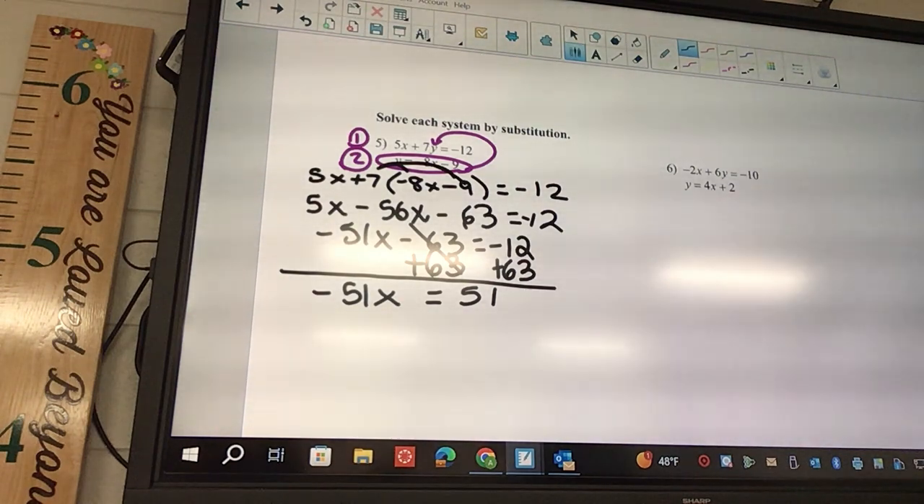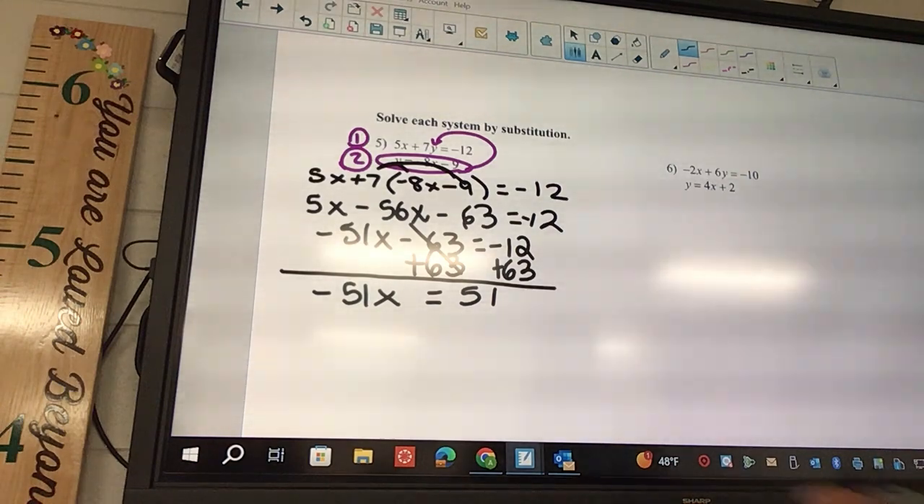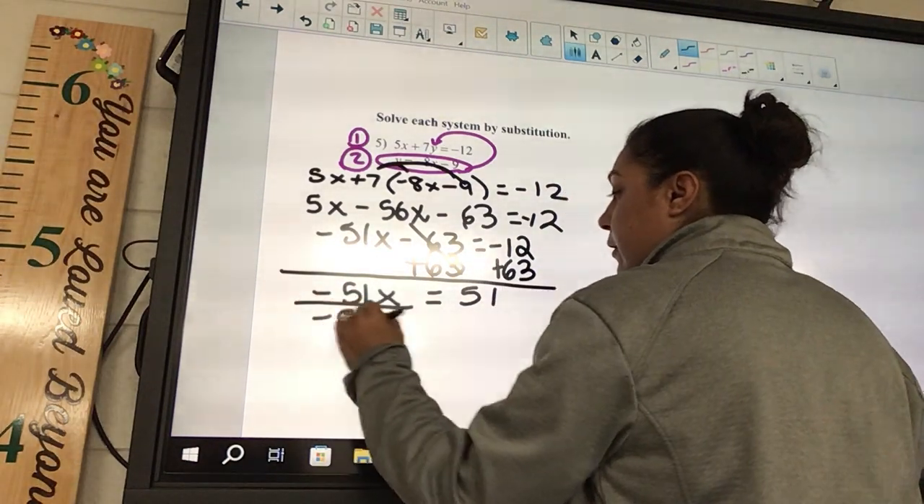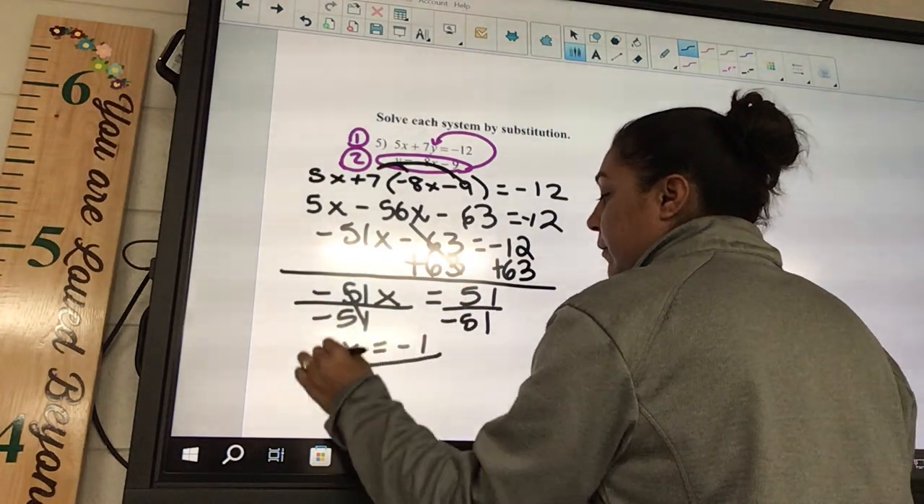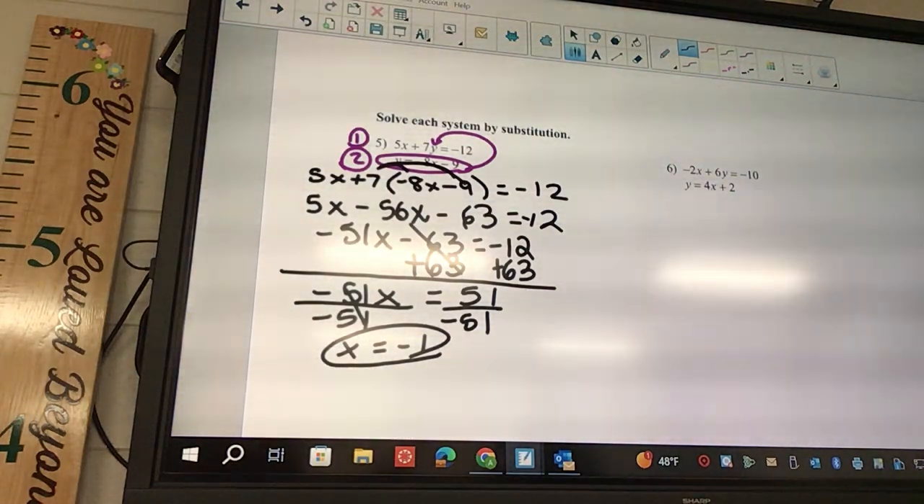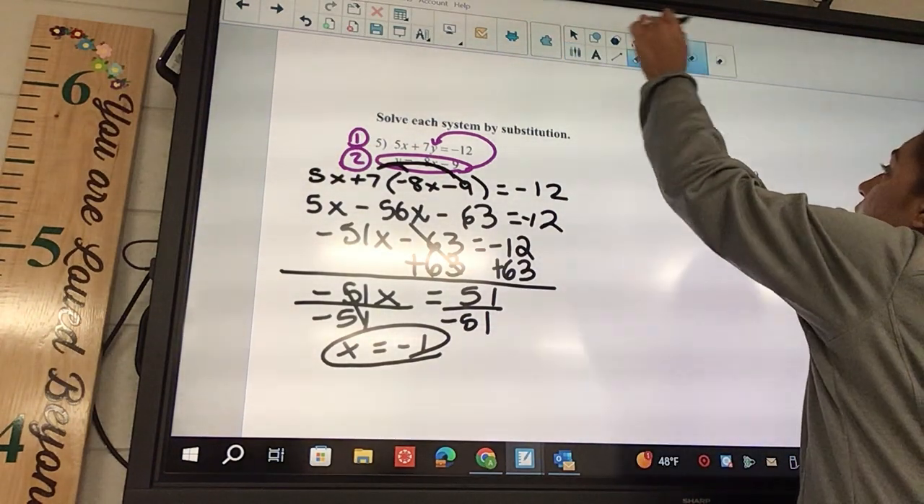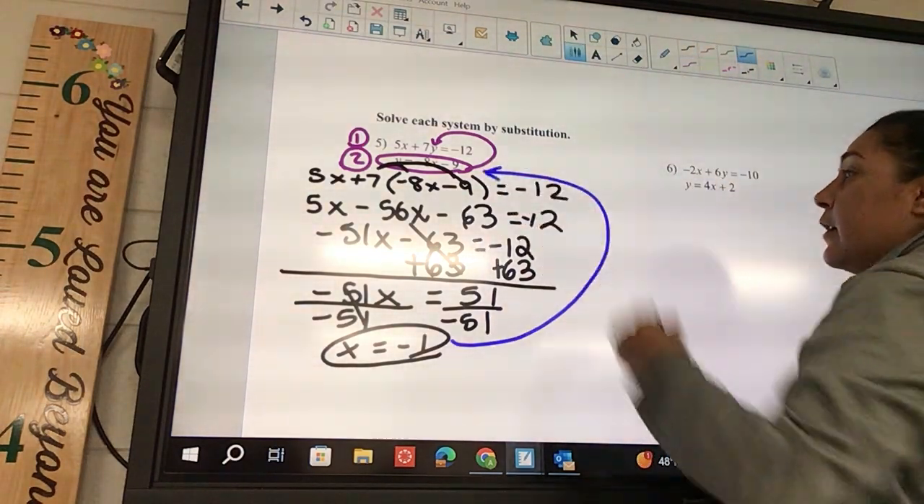Okay, then what needs done? Divide. We're going to divide both sides by -51. So we're going to get x equals -1. Okay, now what do I do with that? Yep, we're going to plug it into the y up here.